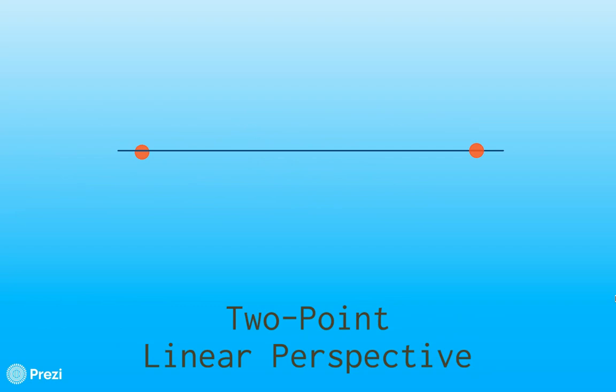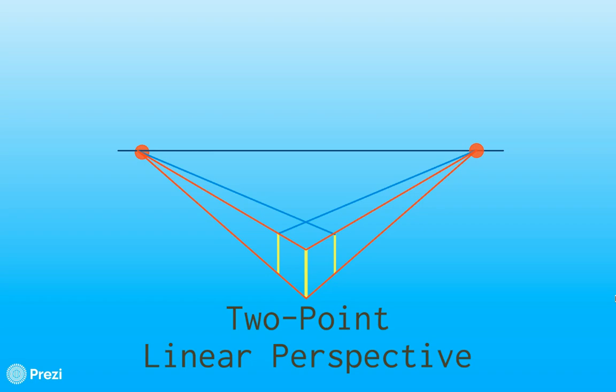And then the same thing for the 2-point perspective. This is how you would draw 2-point perspective. Just lay a sheet of paper over the top and trace it to help you get accuracy.